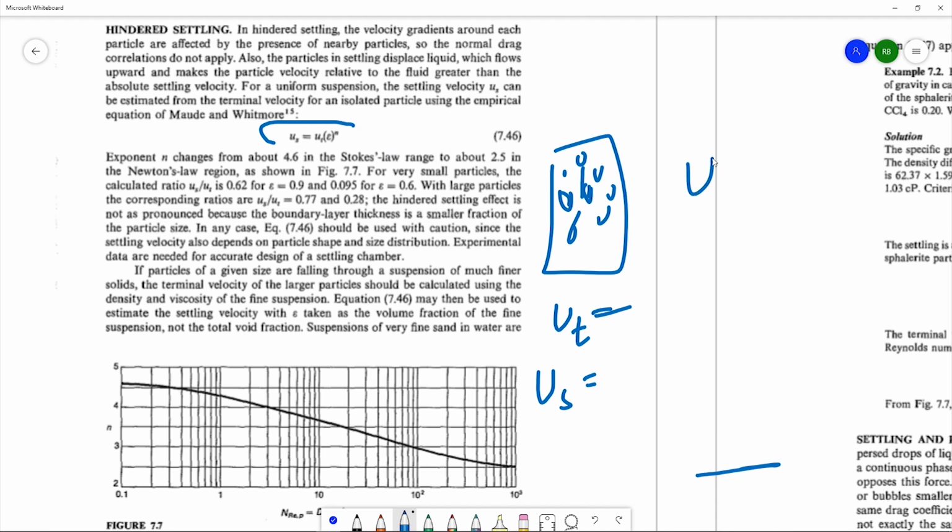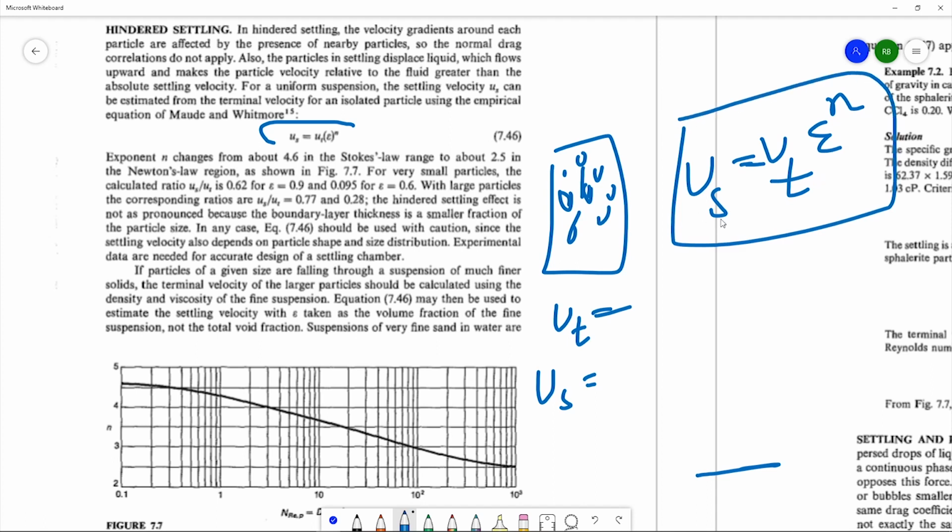So us equal to ut epsilon raised to the power n. So the velocity in the suspension is equal to the terminal velocity in free settling regime times porosity or void fraction raised to the power n.